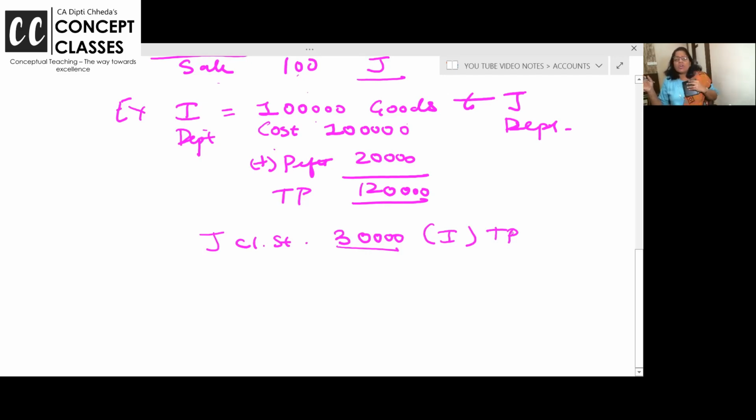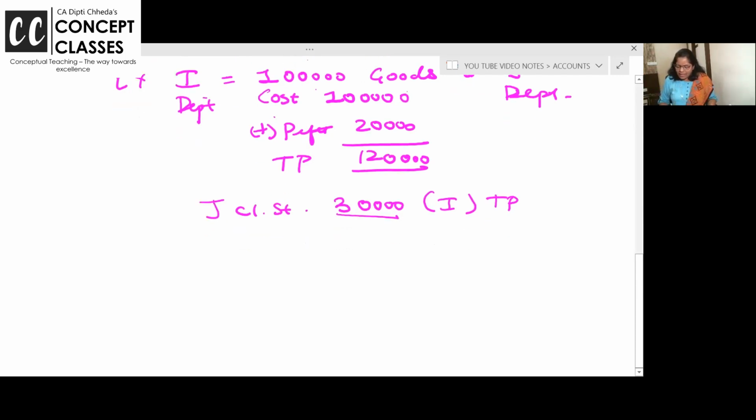Can I say my stock is lying with me at 100 and with you at 120? Can we show my closing stock with you at 120 and increase the GP and profit? Answer is no. Ultimately, all the departments are part of the same company. So at the year ending, I's stock lying with J at 30,000, should they reverse the loading or not?